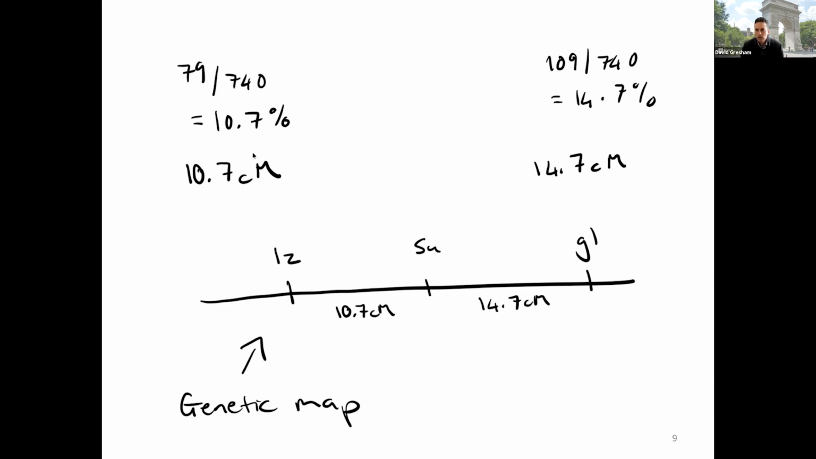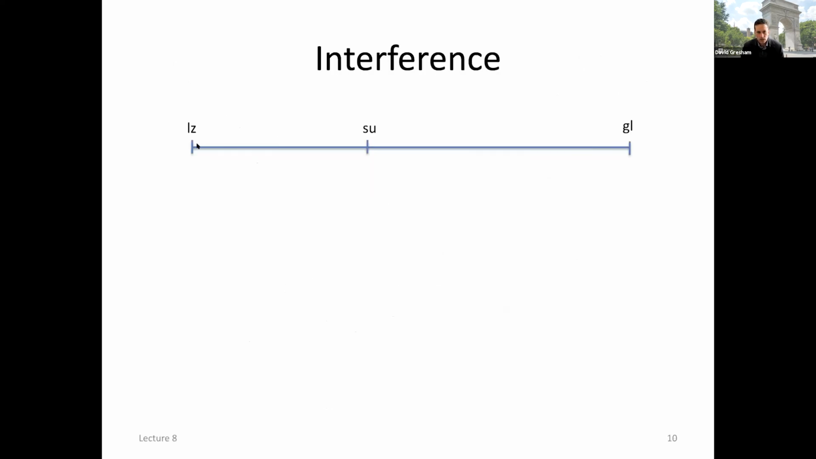We use the rule that 1% recombination equals 1 centimorgan. This is how we write it. This is the 3-factor cross. And so now we have a genetic map that defines the relationship between these genes. Let's just redraw that here: LZ, SU, GL.